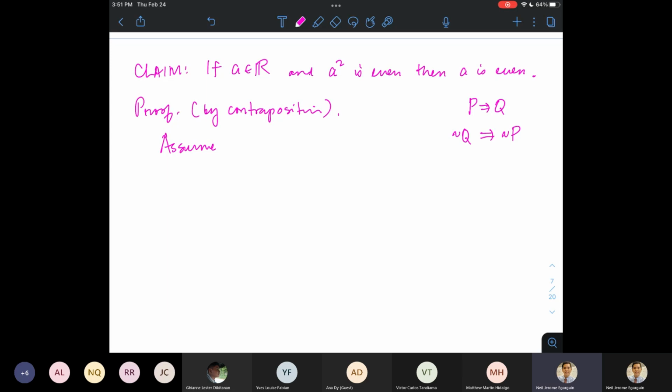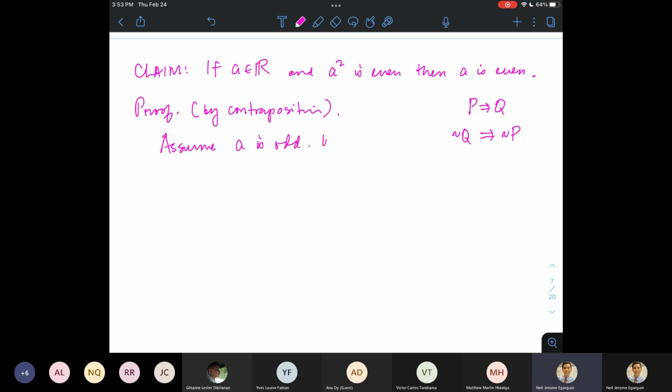So ang i-assume ko ngayon, o yung pagsisimula ng proof ko, ay si not Q, which is the negation of the consequent. Ang consequent natin dito, yung Q natin, ay A is even. In the proof by contradiction, the assumption is the negation of the conclusion. So here I'm going to assume that A is not even, or in other words, A is odd.